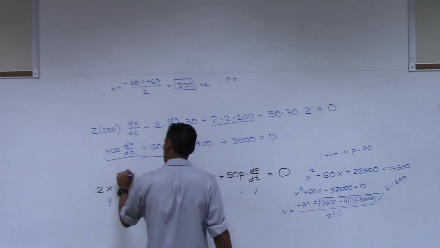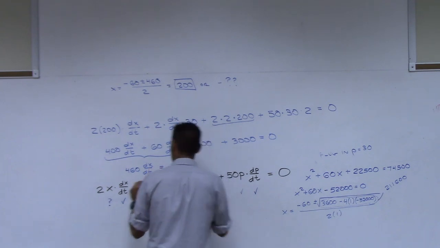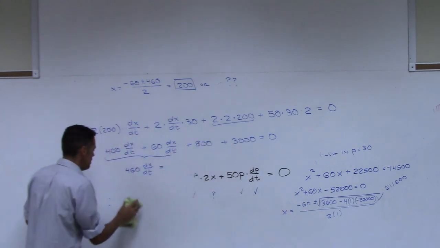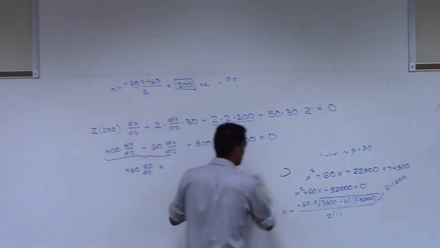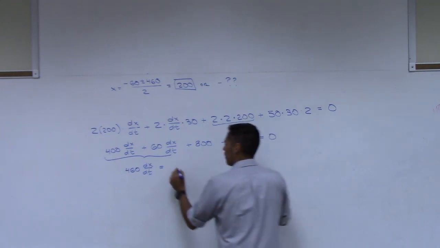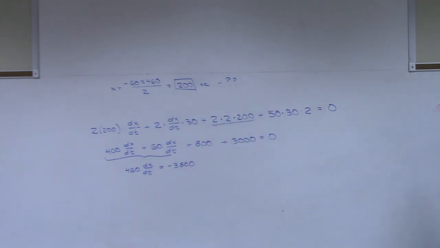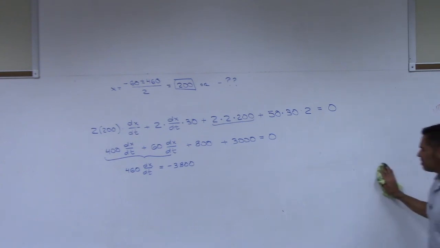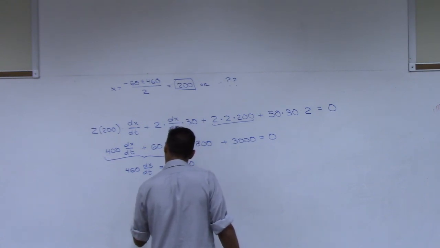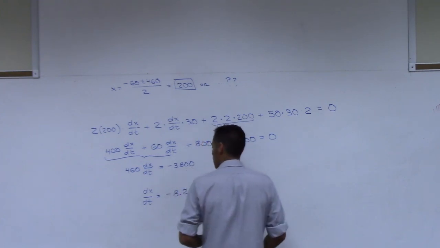We're going to say this is 460 dx/dt's. And then equals, I'm going to take the other two and add them together and move them to the other side, because I'm trying to get dx/dt by itself. So I'll just have equals negative 3,800. And the final step would be to divide both sides by 460. Does it turn out to be a nice number or no? No. Okay. So dx/dt is negative 8.26.